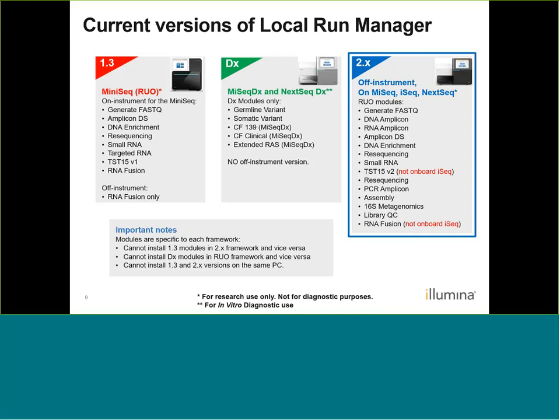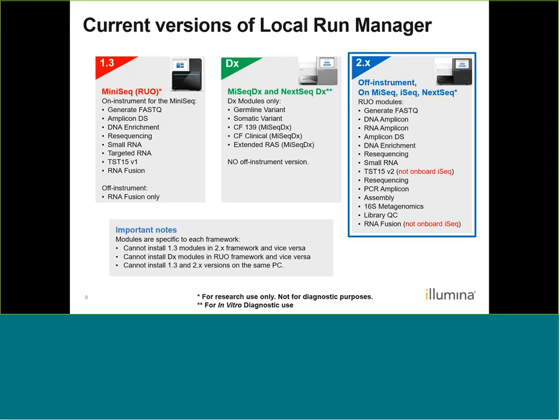Version 2 has a longer list of modules available and updated versions of the modules compared to version 1. Most of them can run on the instrument. The two here that we have a note for are TrueSight Tumor 15 version 2, and RNA fusion, which cannot run on board the iSeq, mainly because the iSeq has a little less processing power and RAM available on the onboard PC. However, if you run those panels on the iSeq, you would then be able to use the off-instrument version of Local Run Manager. Some important notes down here at the bottom.